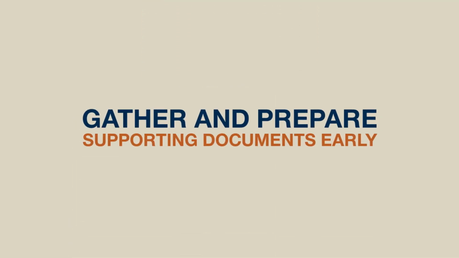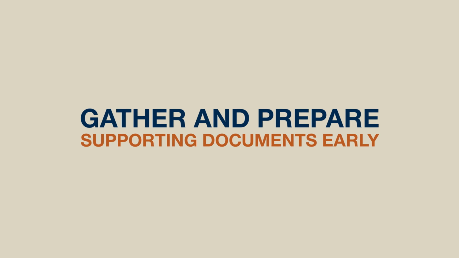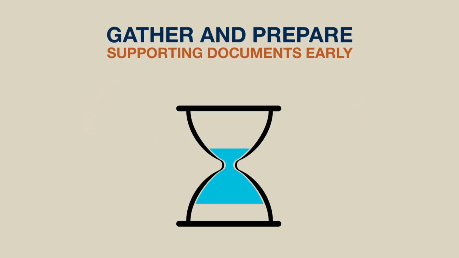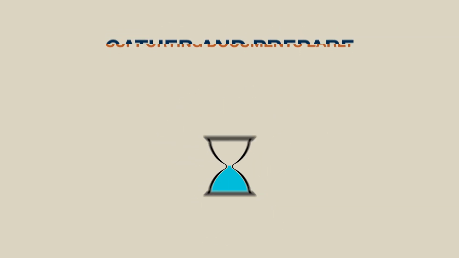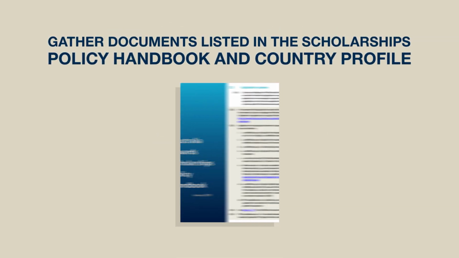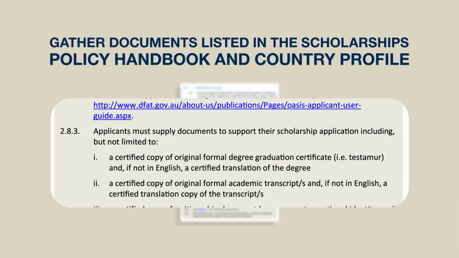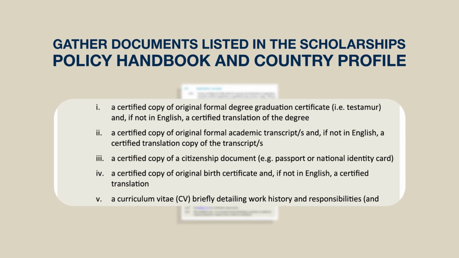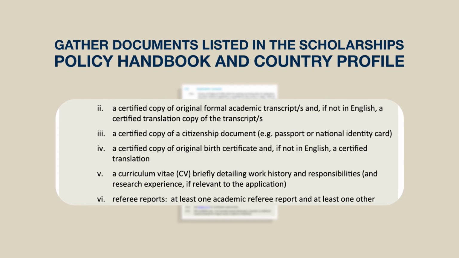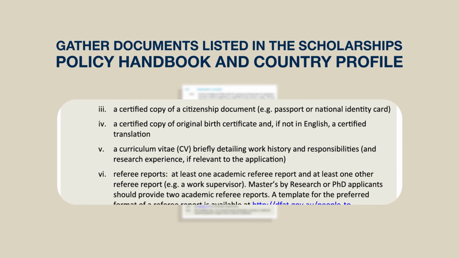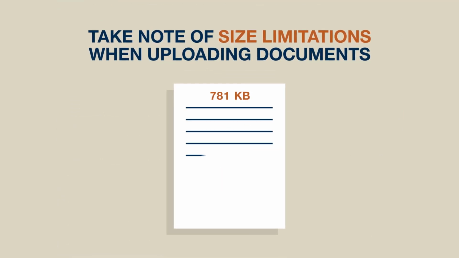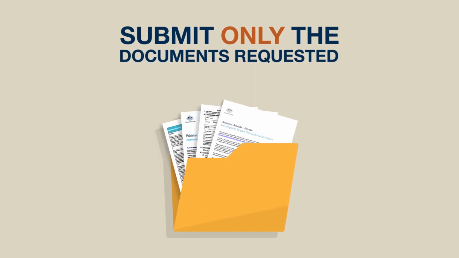Gather and prepare supporting documents. Start the process of gathering supporting documents early because it is very time-consuming. You must submit documents listed in the Australia Awards Scholarships Policy Handbook and any additional requirements for your country before the deadline. Otherwise, your application will not be considered. Take note of the file size limitations when uploading documents. Submit only the documents requested.